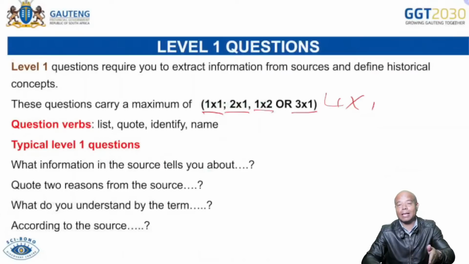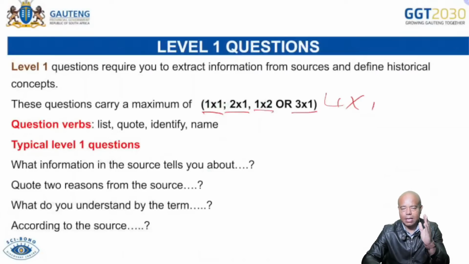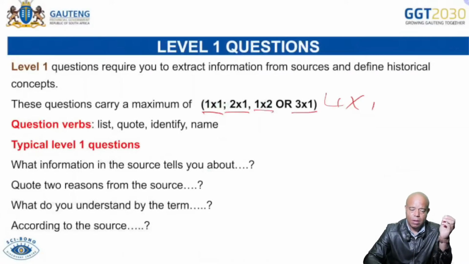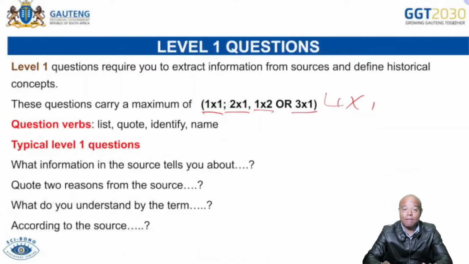This is what we call typical. This is how it will be phrased. Question verbs are the words. So they use words like quote, 2 reasons. So it means once you see list, quote, identify, name, then you know it's a question verb. Typical level 1 questions are about how they are phrased at the end of the day. So that is a level 1 question. So now everyone, once you come across list, quote, identify, name, then you know it's a level 1 question basically.